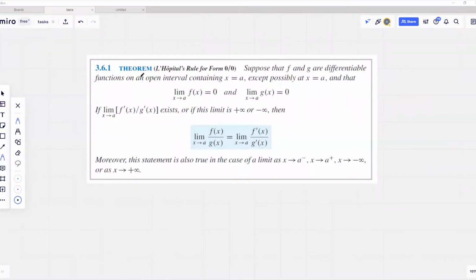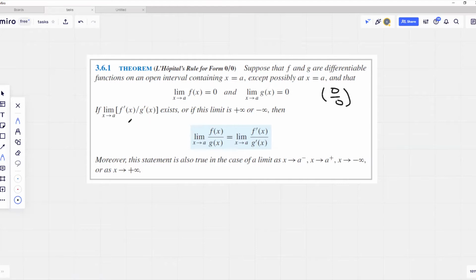The following theorem is going to summarize our findings above. Here is a statement of L'Hôpital's rule in the case when we are working with indeterminate form of 0 over 0. Let's suppose that functions f and g are differentiable on an open interval containing x equal to a, with the possible exception that they are not differentiable at x equal to a. We are going to use that in a second. And let's assume that the limits when x is approaching a of f of x and g of x are both equal to 0, so we have an indeterminate form of type 0 over 0.